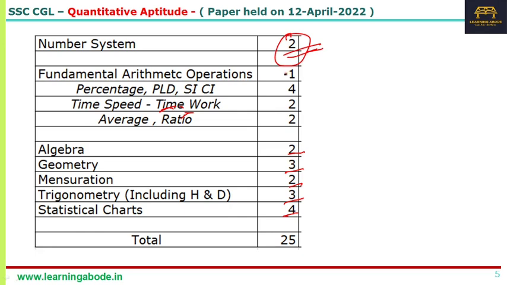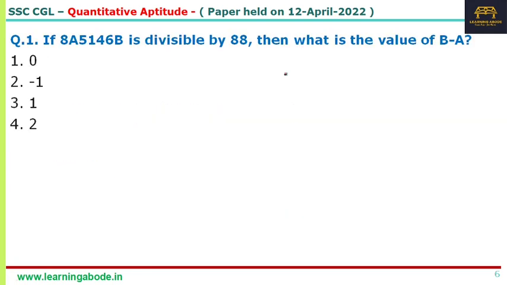Now we will move on to the actual questions. The first question is based on the divisibility rule. We have been given a 7-digit number that is divisible by 88, but in that 7-digit number, 2 digits are missing, which have been represented by A and B. The question asked is, what is the difference between B and A?